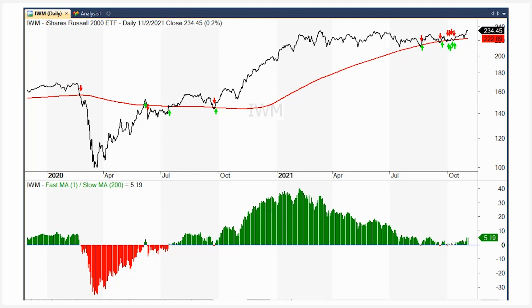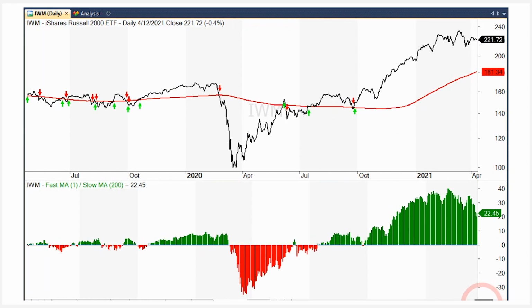And so on this chart here, we've basically got the 200-day, and the red arrows show when we cross below, and the green arrows show when we cross above. And you can see we had a lot of whipsaws here in August and September and October. And we had some whipsaws there in the first half of 2020, and then a little whipsaw there in September 2020. So a lot of whipsaws.